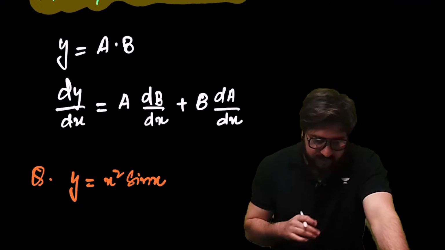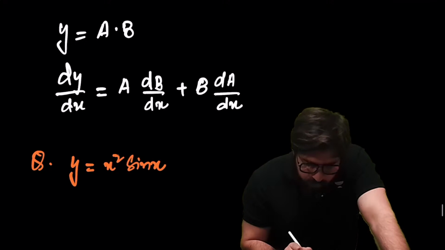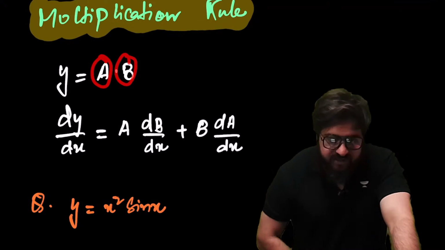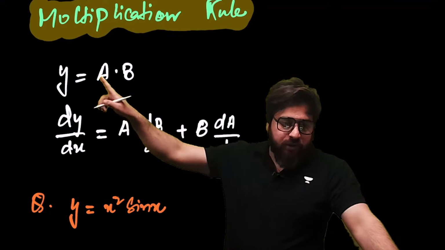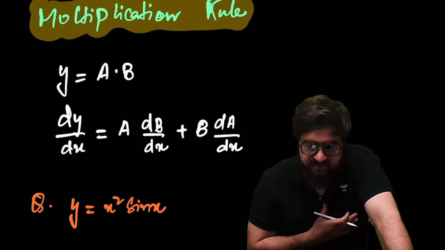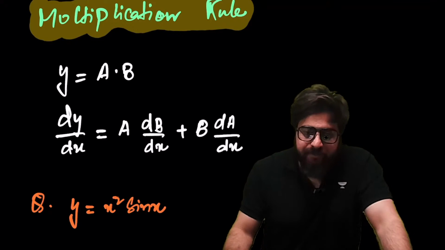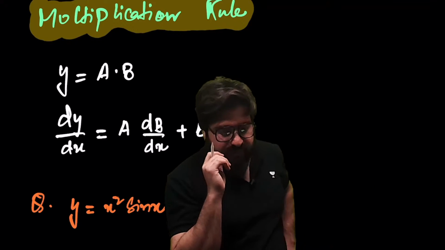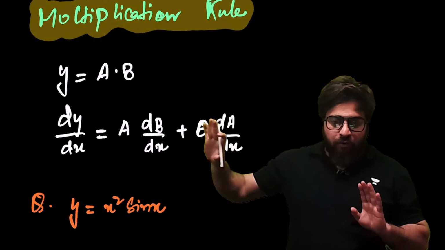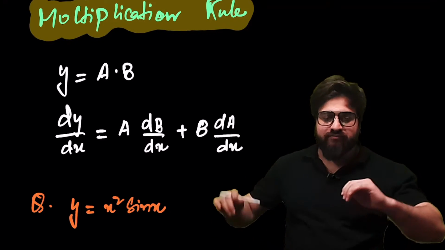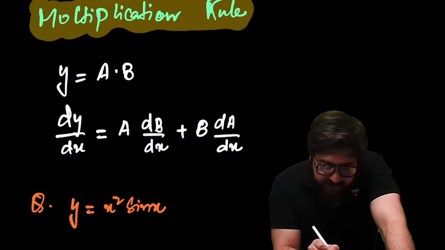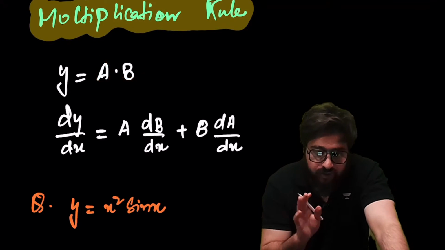Now see. Let's suppose you have two functions, a and b, which are in multiplication. Listen to me very carefully. No, I will not be taking vectors. Basic mathematics without the vectors. See, if you have a into b, this is the multiplication rule.